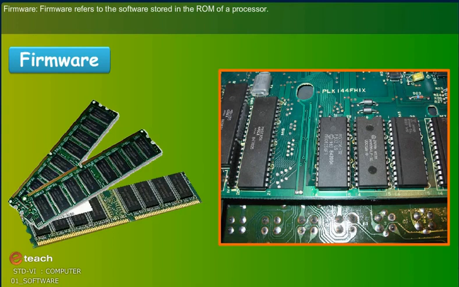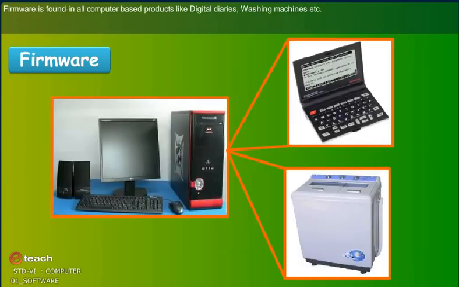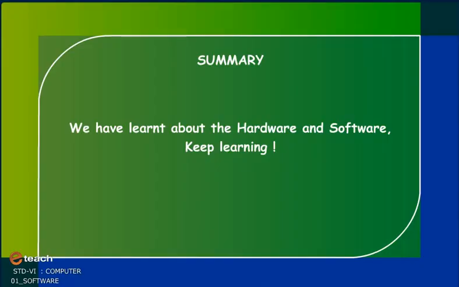Firmware. Firmware refers to the software stored in the ROM of the processor. Firmware is found in all computer-based products like digital diaries, washing machines, etc. Summary. We have learnt about the hardware and software in this lesson. Keep learning.